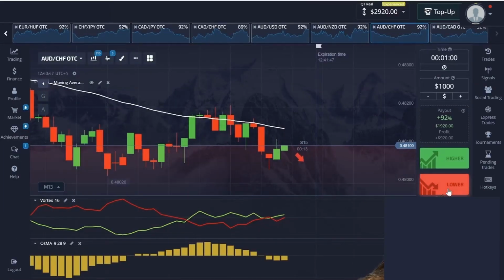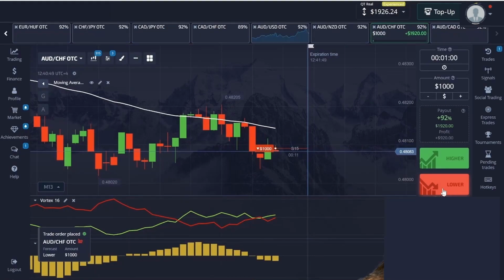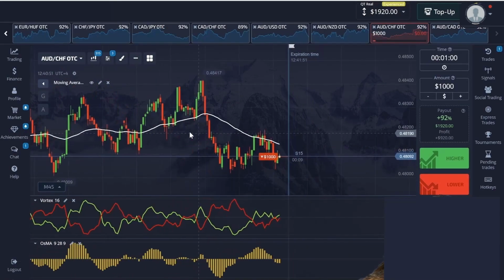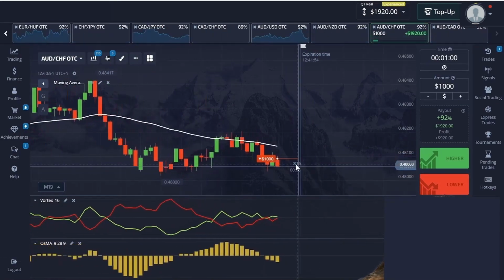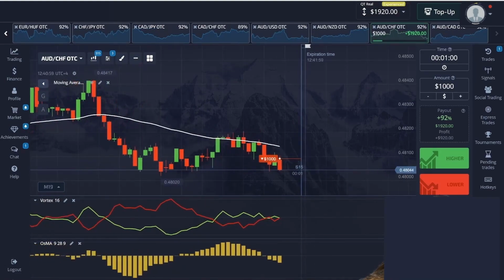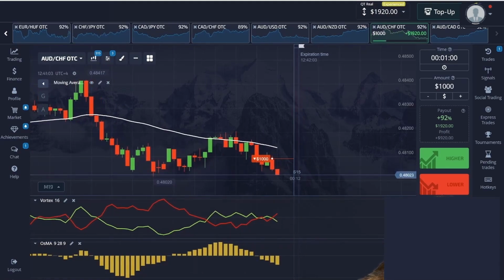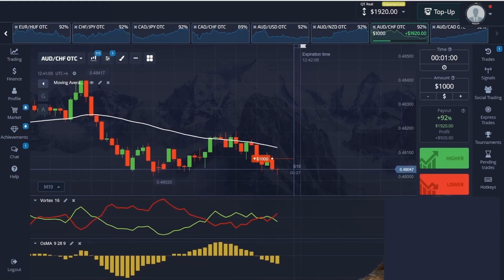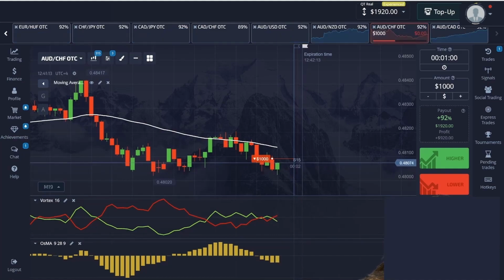Here is another different point. It seems that these moments are similar to each other, but the difference is quite big, and this difference is given to me by the OsMA indicator, which is unknown to most of you. And at the same time, it's quite useful.